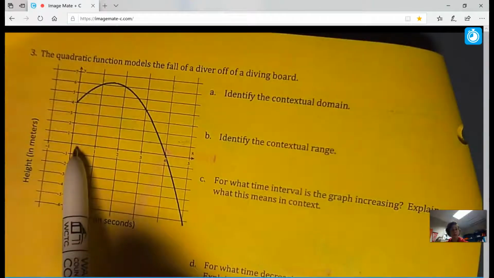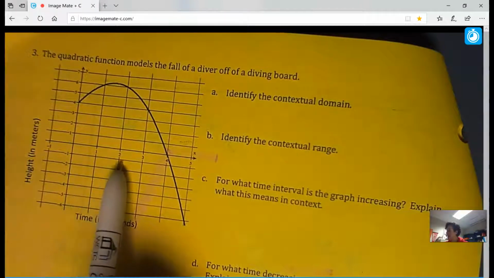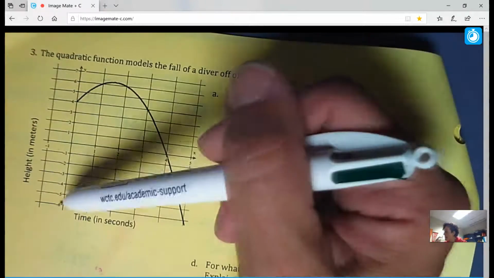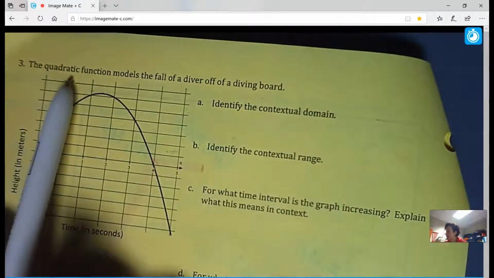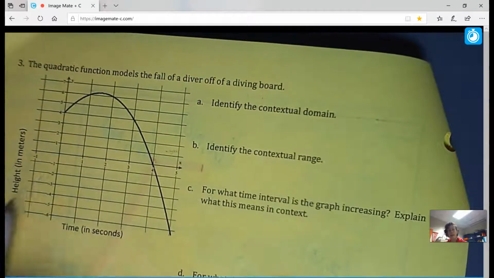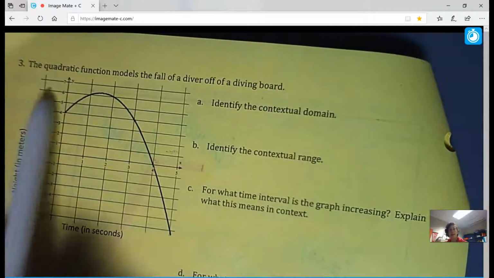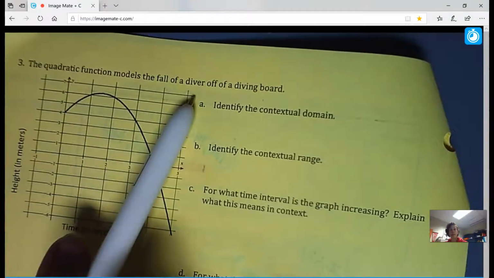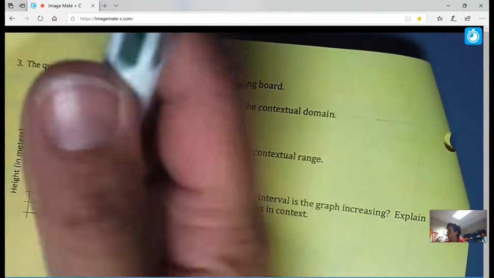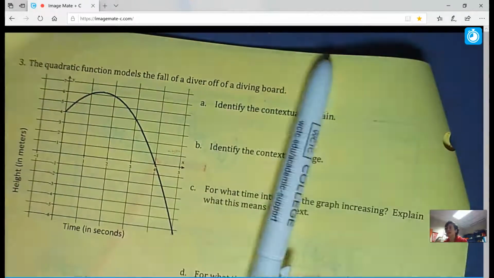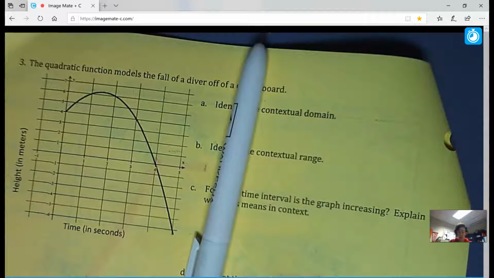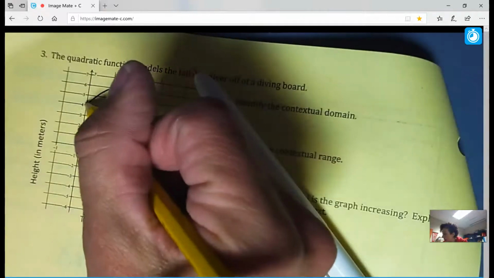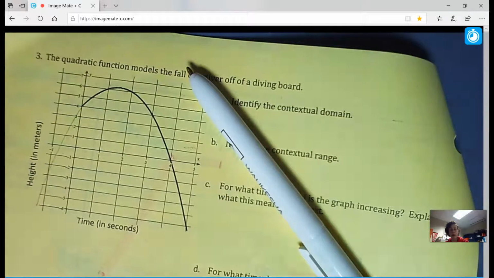So we're just going to look at two more examples, and the first thing I'm going to do is note the scale. This is my time in seconds, going up by 1, and this is the height in meters, and this is a quadratic function. Again, this is one of our three shapes, and this models the fall of a diver off of a diving board. A quadratic is actually a full U, so what we're not seeing is this part over here.